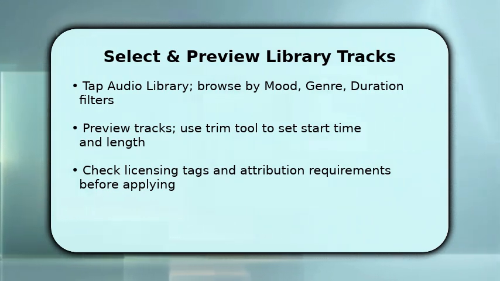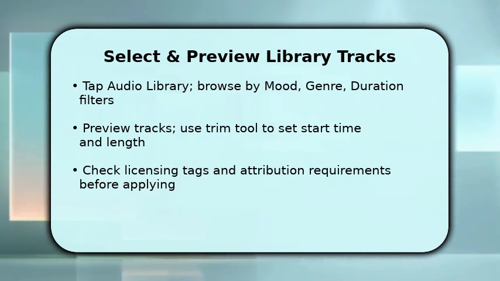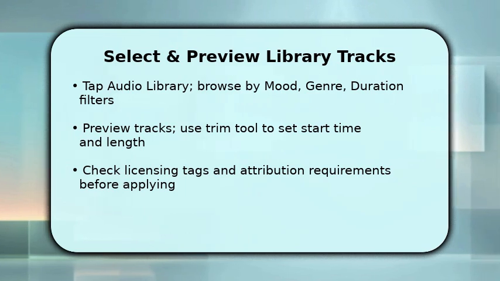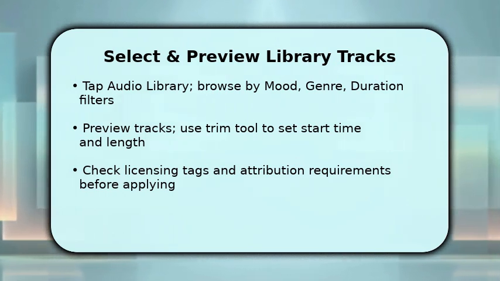Once you find a fit, use the trim handles to set the exact start and length, and lower or raise the track volume so dialogue stays clear. Because some tracks require attribution, check the license tag. This prevents strikes later. Finish by applying the music and saving your edits.